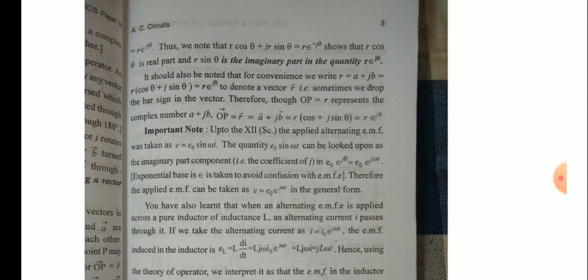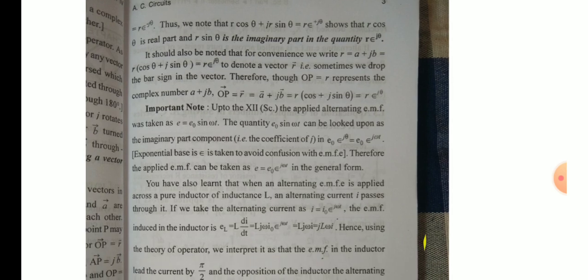It should be noted that for convenience we write r = a + jb = r cos theta + j r sin theta = r e^(j theta) to denote a vector r bar. That is, sometimes we drop the bar sign in the vector. Therefore, the vector OP bar = r represents the complex number a + jb. That is an important note from the 12th standard.